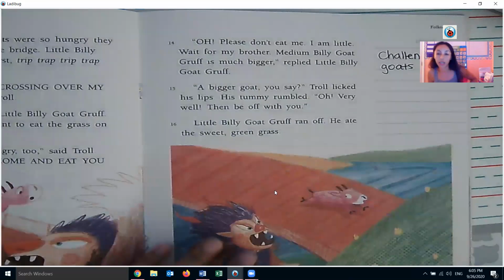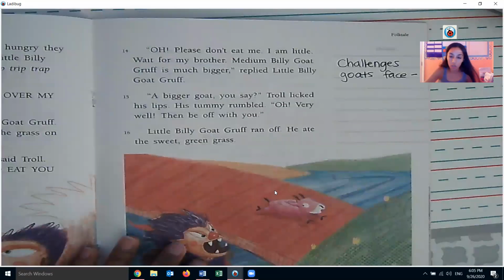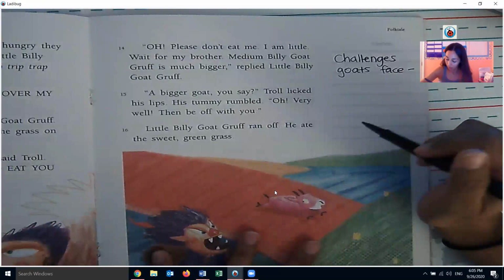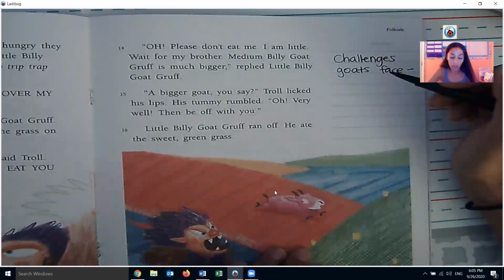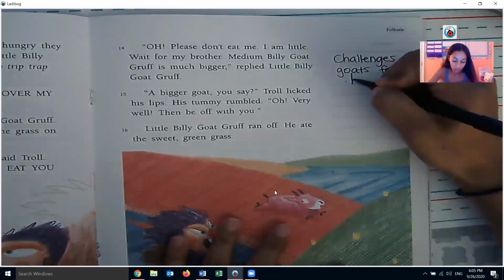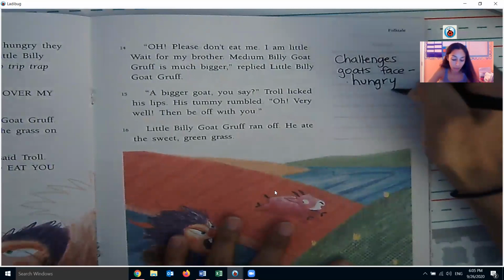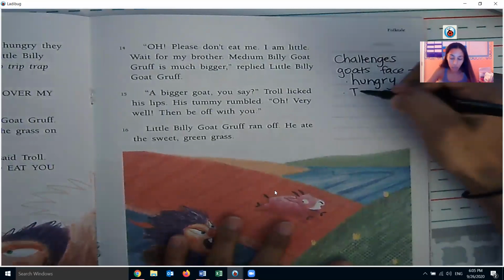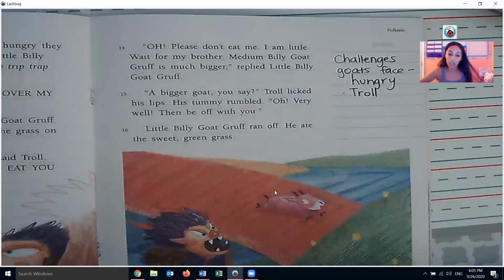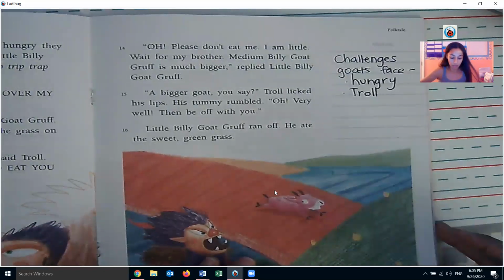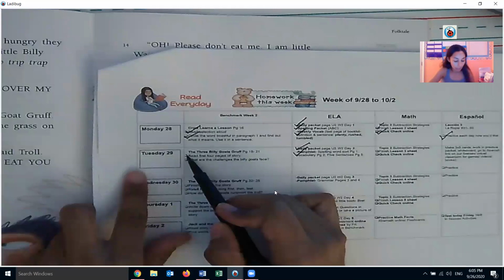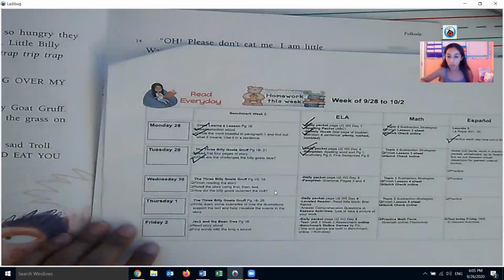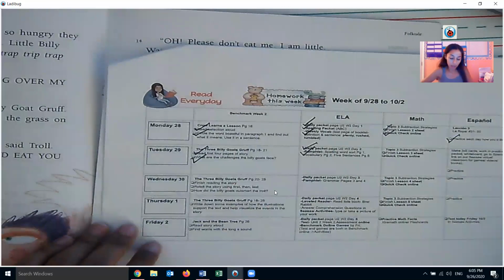That's where we're going to pause for now. And we're going to answer the question just in our notes section here. Our annotation is to write down the challenges that goats face. So far I see 2 challenges. They're hungry, is an obvious one. They keep saying that they're hungry. And their other challenge is the troll that won't let them go over the bridge to get to the green, sweet grass. So those are their challenges that they're facing. I'm going to check off read the first 4 pages and answering what are the challenges that the goats are facing, which now takes us to math.